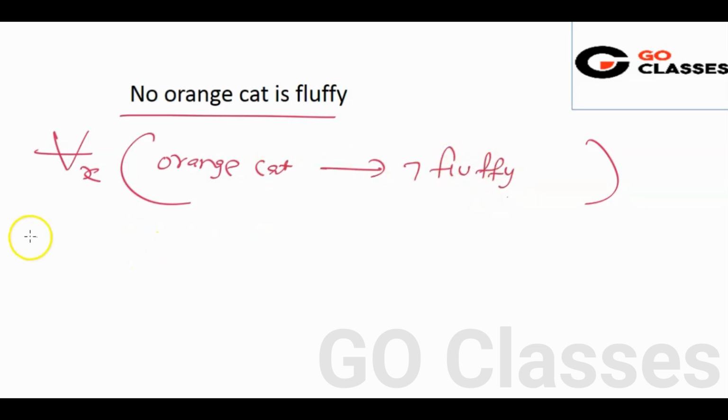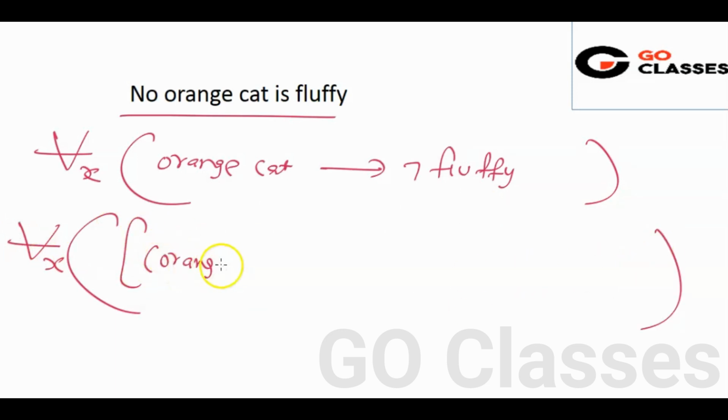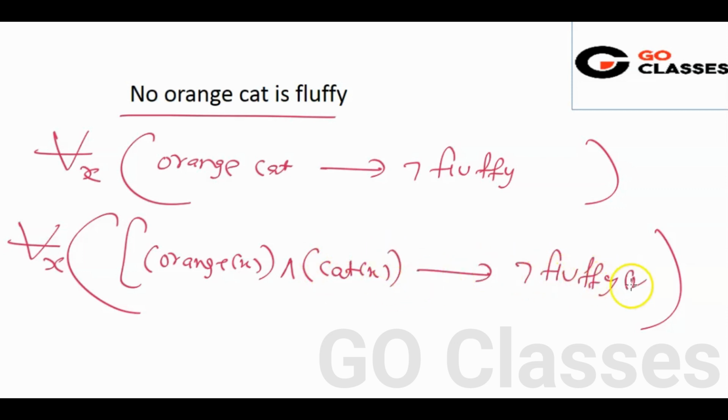Correct? So how can I write it? Very simple. For everyone we are saying that if it is orange and it is cat, then it is not fluffy. So very simple. Correct? You can also say that no orange cat is fluffy.